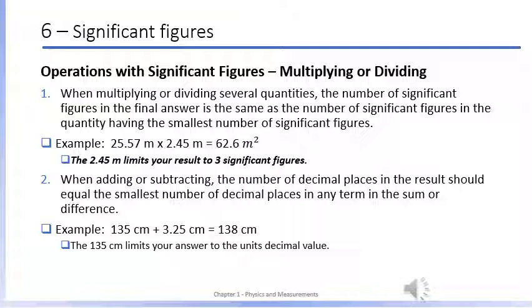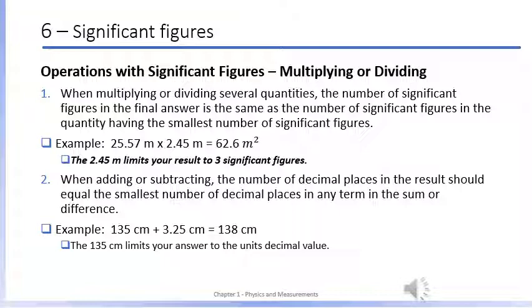But in the case of addition or subtraction, the number of decimal places in the result should equal the smallest number of decimal places in any term in the sum or difference. For example, 135 centimeters plus 3.25 centimeters. For 135 centimeters, we don't have any value after the decimal point. So when we are doing the addition, we should stop before the decimal point. So we should write 138, not 138.25. The 135 centimeters limits your answer to the units decimal value.